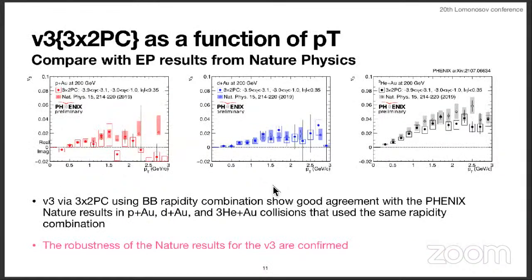This figure here is the PHENIX v3 calculations as a function of pT. Like the previous case, the PHENIX BB kinematic selection of the two-particle correlations gives a perfect description of the PHENIX Nature Physics publication, with the same kinematic selections. The left-hand figure is the d+Au v3 as a function of pT, and the right-hand figure is helium-3+Au. So you can see that the Nature results from PHENIX for v3 are also confirmed perfectly.